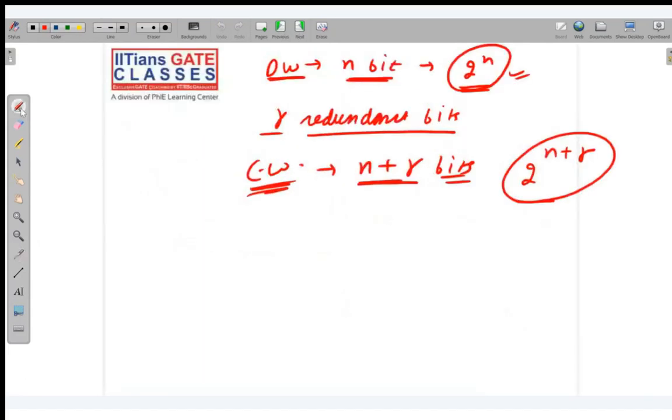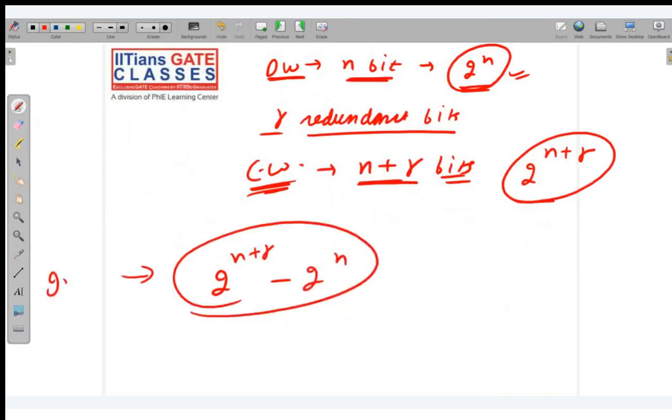So how many are invalid? This type of simple numerical can be asked. It is 2 power n plus r minus 2 power n. These are all invalid code words. If a receiver receives an invalid code word, it will say that an error has occurred. But if it receives a valid code word, then I will say no, error is not detected. I hope you have got the exact idea or logic behind how error detection is done. If anybody has any doubt, you can ask me. Otherwise I will jump to the next slide.